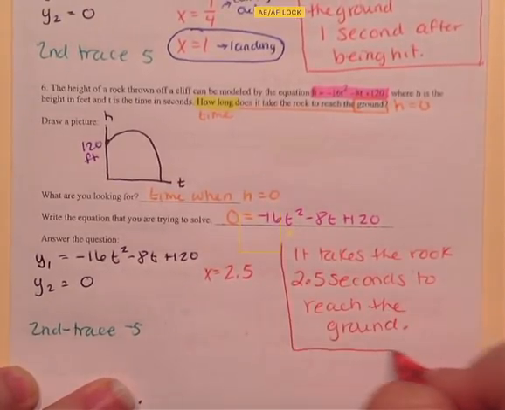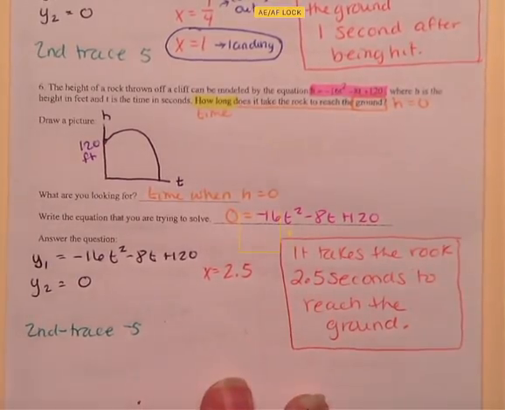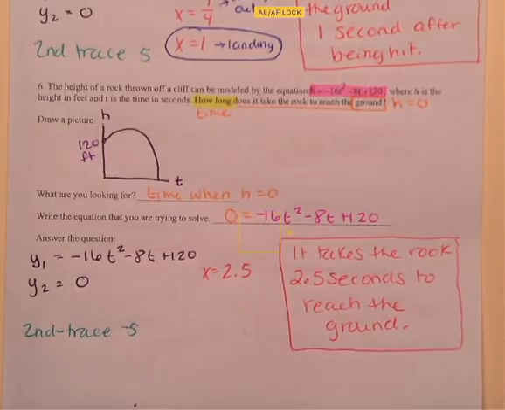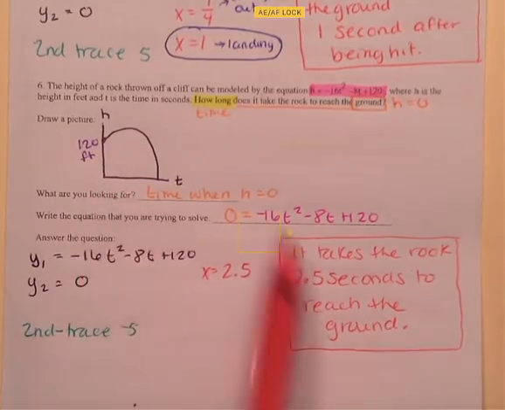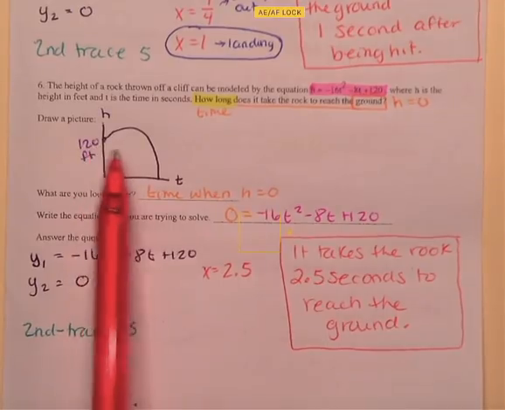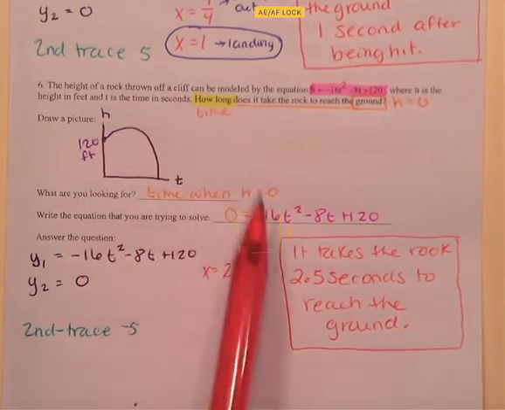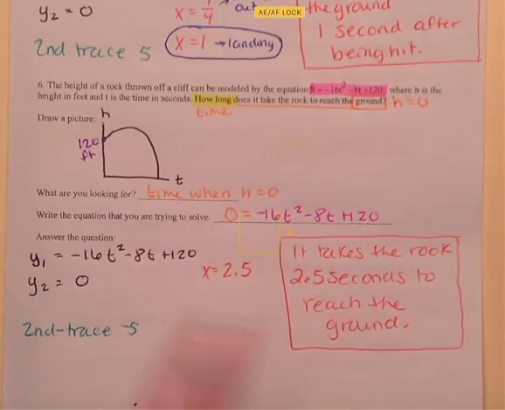The biggest aspect of these word problems is understanding what the question is actually asking you for, and does your answer make sense? Always go back to that. A rock is being thrown and it takes 2.5 seconds for it to hit the ground. If you throw something, it doesn't take long for it to reach the ground. So this makes sense. It's 120 feet up in the air, you throw it up, and then it will come back down. So this actually does make a lot of sense.